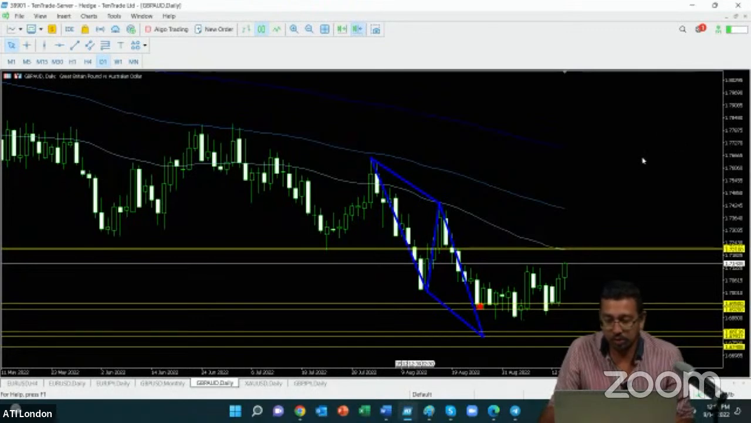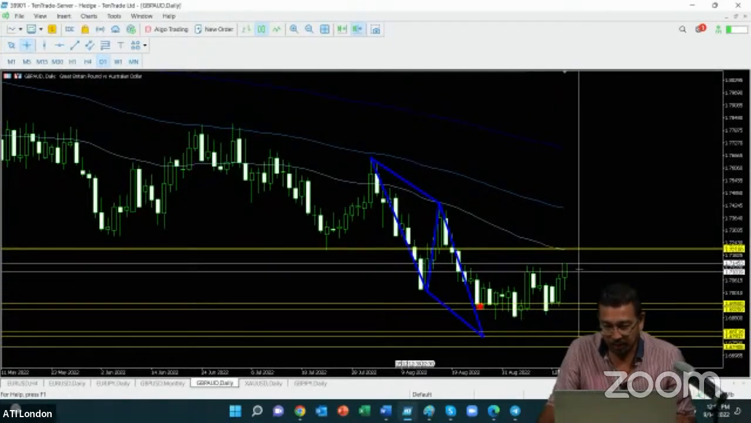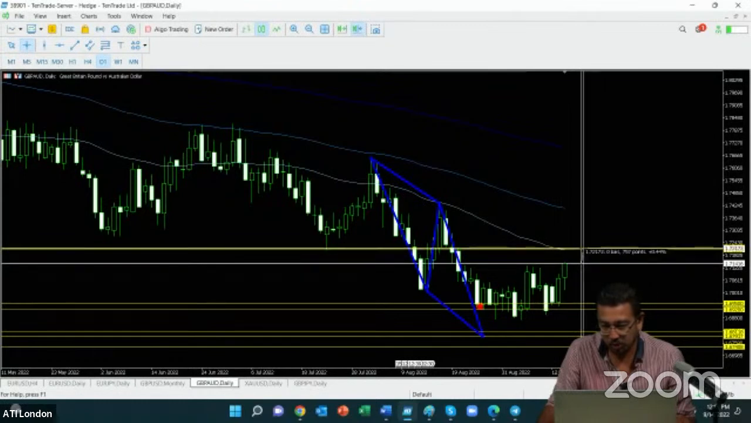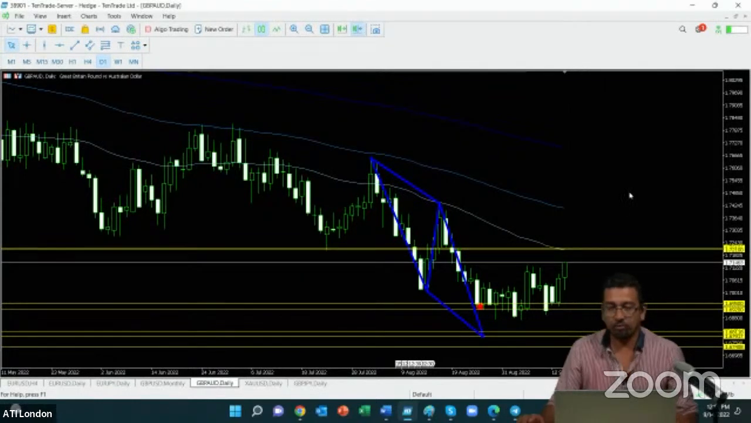This is basically it. So right now for GBP AUD, there's a little bit of space to the upside, from what I can see. It is appreciating in price, but it's got about 50 pips or so to be safe to the upside.